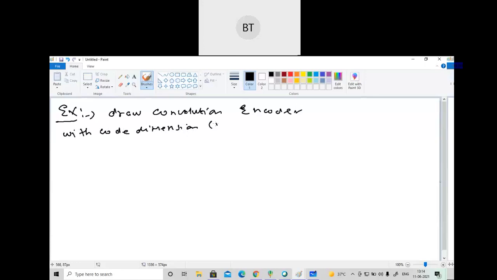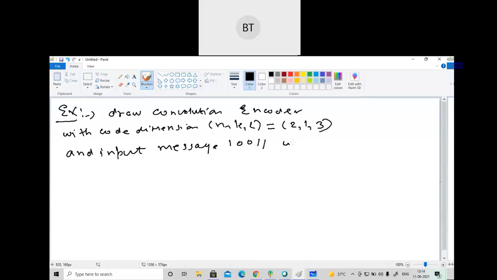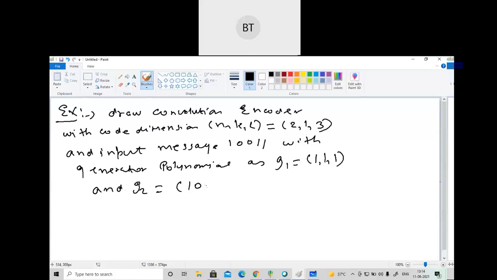So n comma k comma l. So l is added here, which is 2 comma 1 comma 3, and the input message is given as 10011 with generator polynomial g1 given as 111 and g2 given as 101.